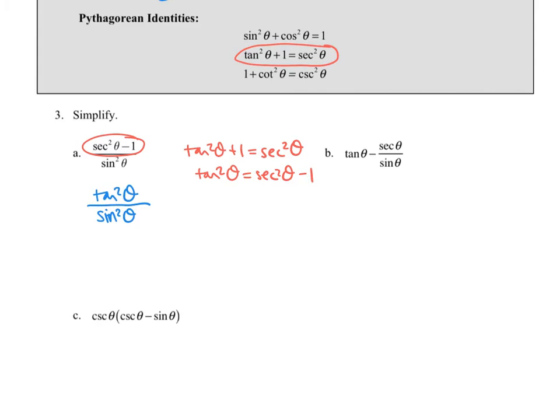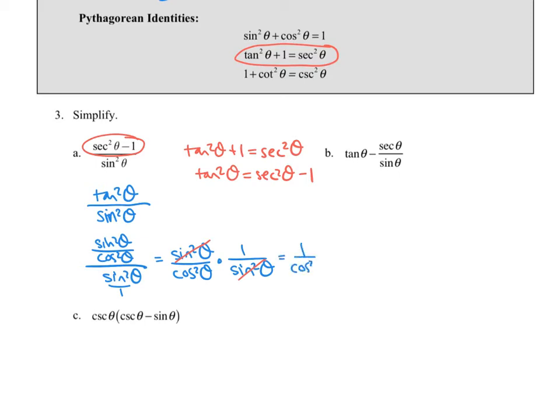So tangent squared theta is sine squared theta over cosine squared theta, over sine squared theta. Now, since I'm dividing by sine squared theta, which is like sine squared theta over 1, that's the same as sine squared theta over cosine squared theta times the reciprocal, which is 1 over sine squared theta. And my sine squared thetas cancel, leaving me with 1 over cosine squared theta. And that would be the same as secant squared theta.